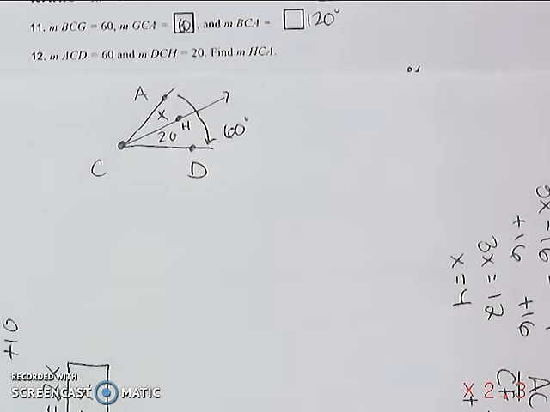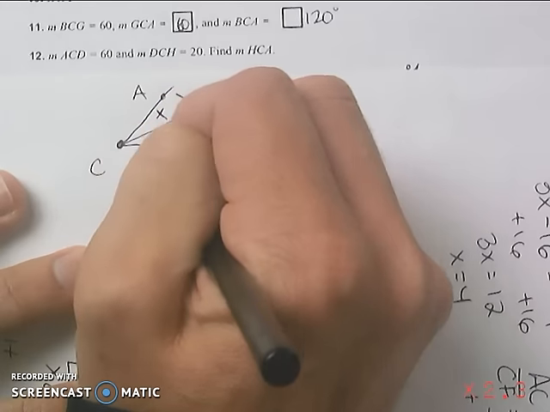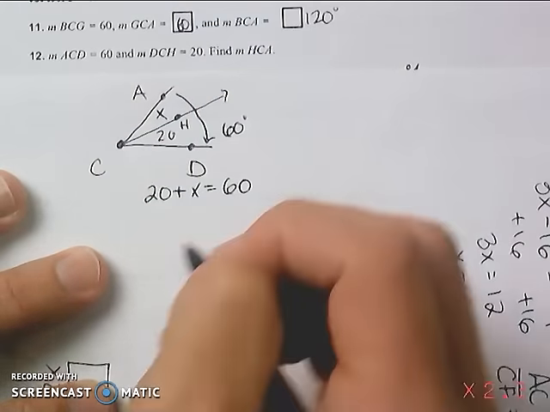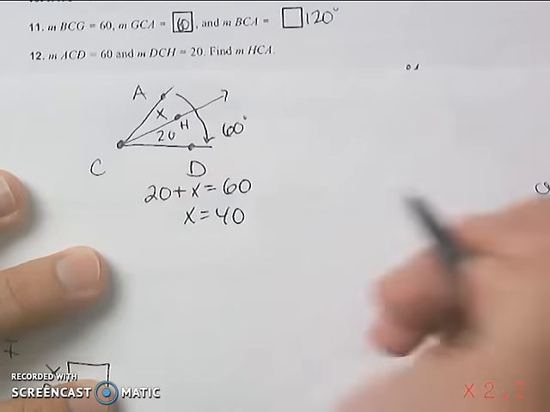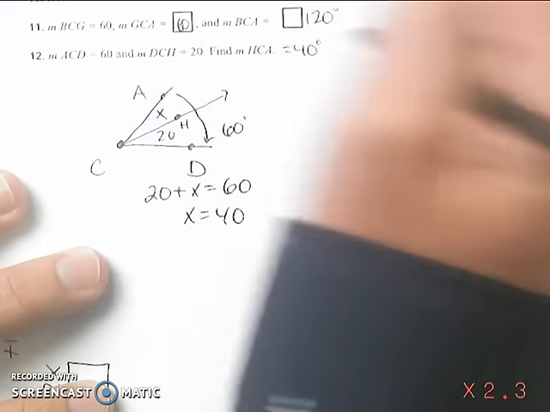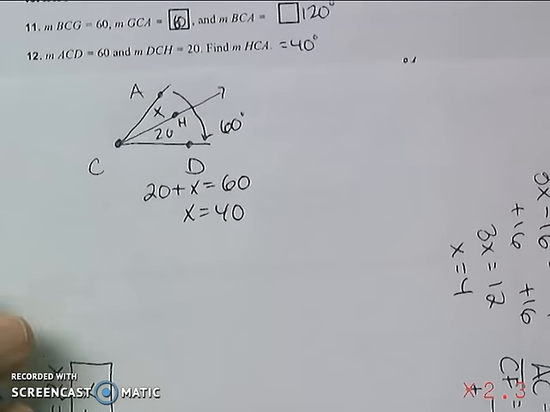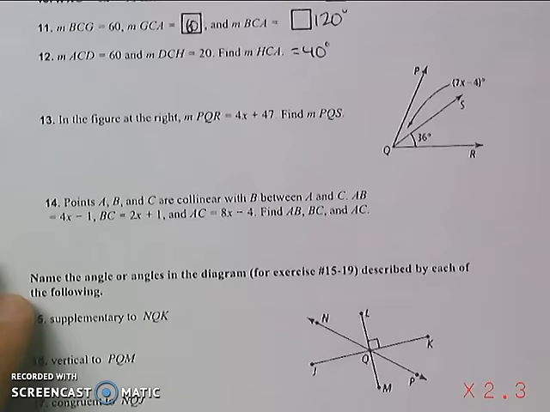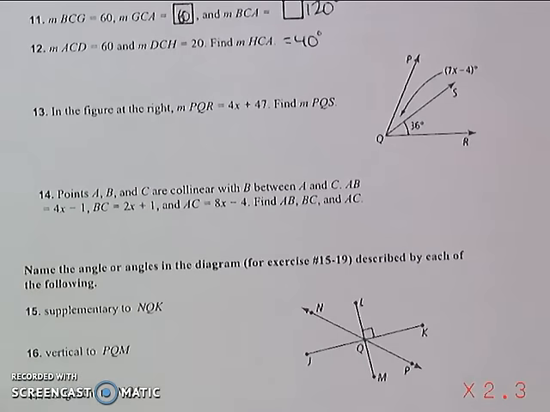Okay. And so what we've set up here is an angle addition postulate. So if I do 20 plus X, I should equal 60. So I just got to subtract 20, and X equals 40, which is the measure of HCA. 40 degrees. Okay? Alright, so we got through 12. Now we're going to take a look at 13.